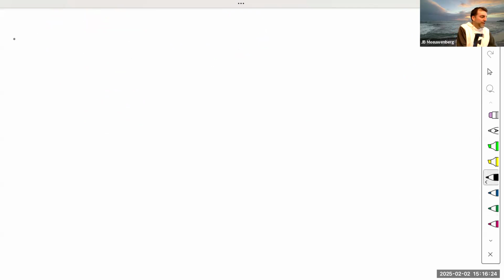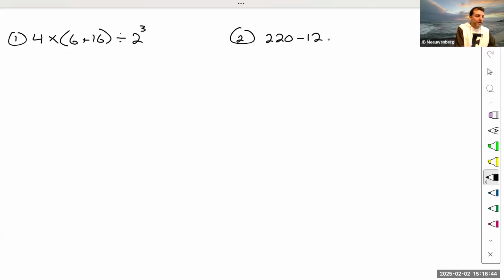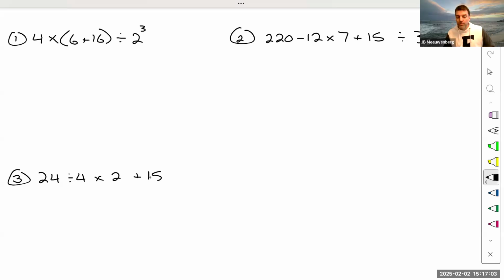So the first one is 4 times, in parentheses, 6 plus 16, then divided by 2 to the 3rd power. The second one is 220 minus 12 times 7 plus 15 divided by 3. And the third one is 24 divided by 4 times 2 plus 15. So pause, try these on your own.